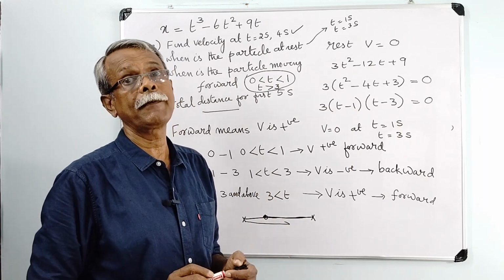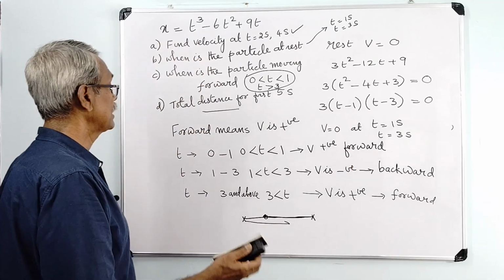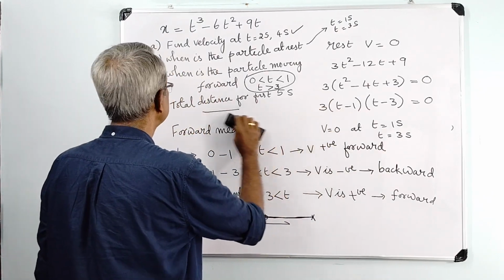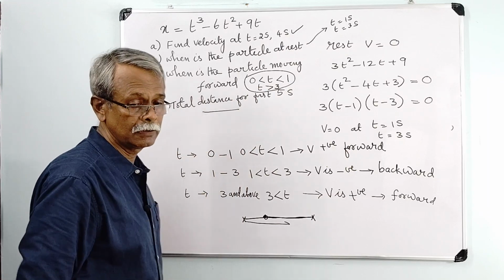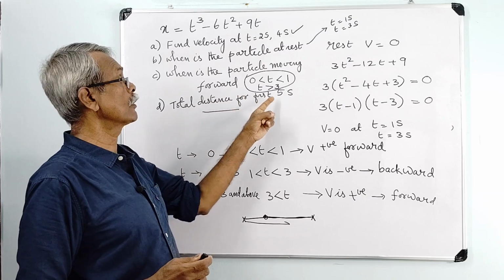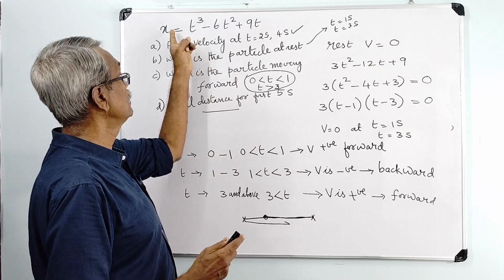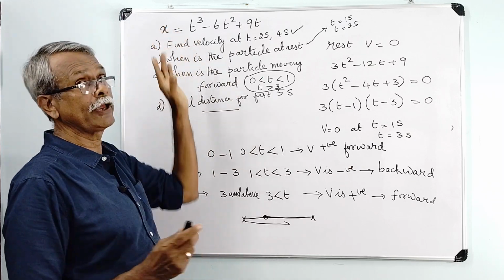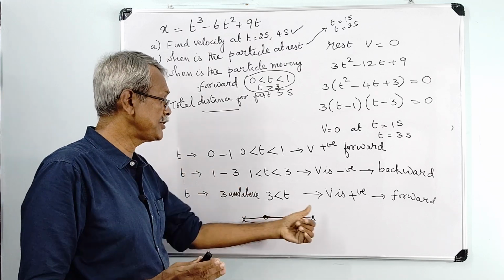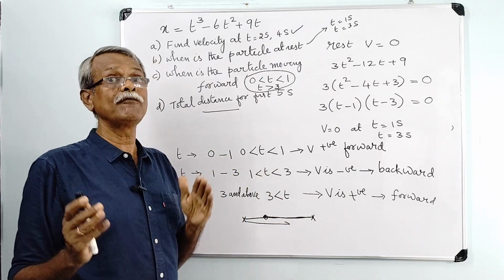When that is the situation, we know that the particle changes direction. When the particle changes direction, we have to take the total distance in a peculiar way. You are asked to calculate the total distance for the first 5 seconds. You should not make the mistake to subtract x0 from x5, because that gives the displacement. Since the particle is changing direction, displacement is not equal to distance. Then what will you do?